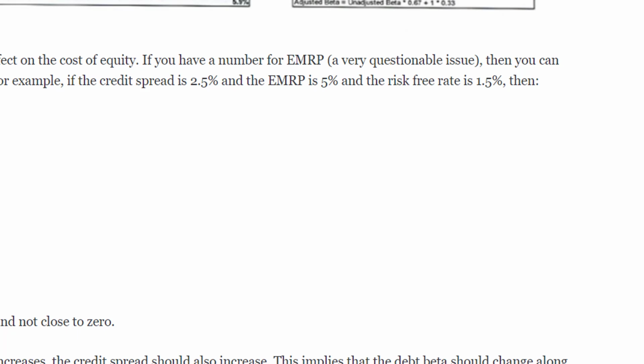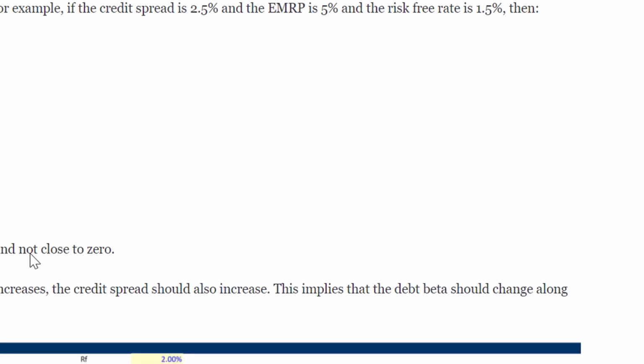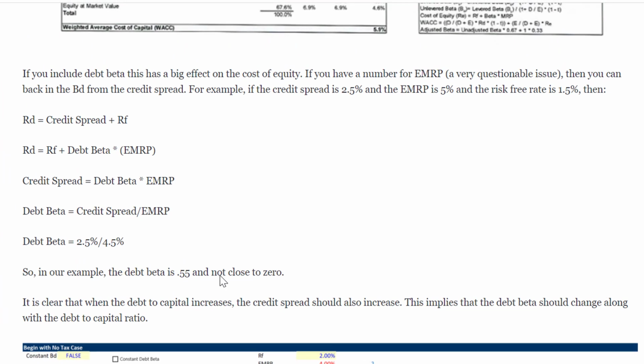So we could express this formula as the risk-free rate plus the debt beta times the equity market risk premium is equal to the interest rate on debt. We could just rearrange the formula because RD minus RF equals credit spread, so the debt beta is the credit spread divided by the equity market risk premium. If our credit spread is 2.5%, which is maybe like a single B, depending on what the market is, we could get a debt beta of 0.55, nowhere close to being zero.